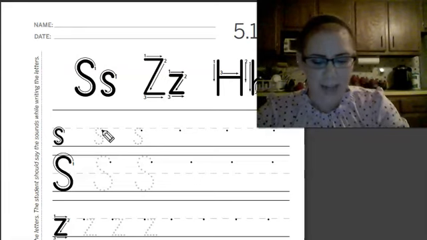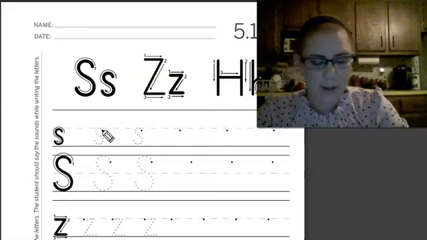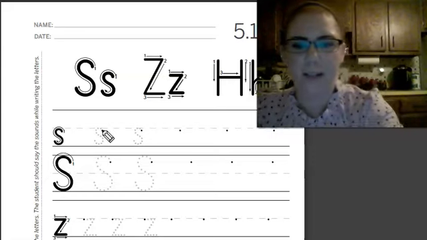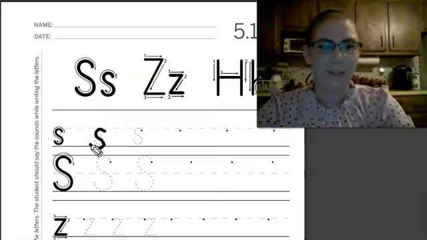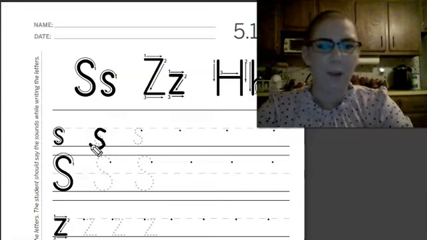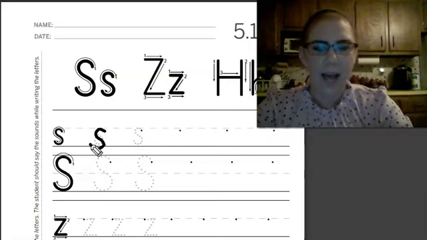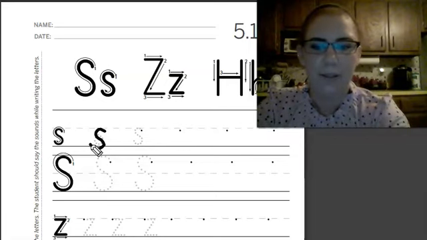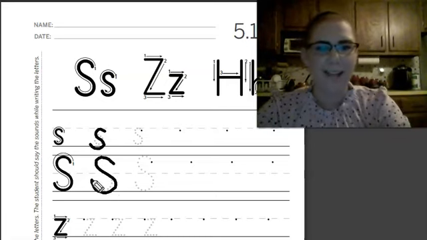Let's start with the letter S. You're going to start just below the dotted line in the middle and draw a half circle to the left and then a half circle to the right. A little tricky. If you make a mistake, you can erase and try again. The capital or uppercase S is just like the little one, except you're starting at the top. Half circle, half circle. Just like that.